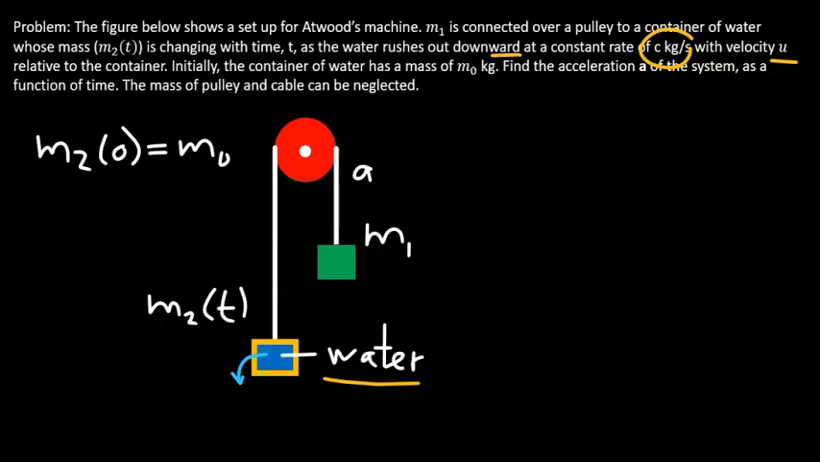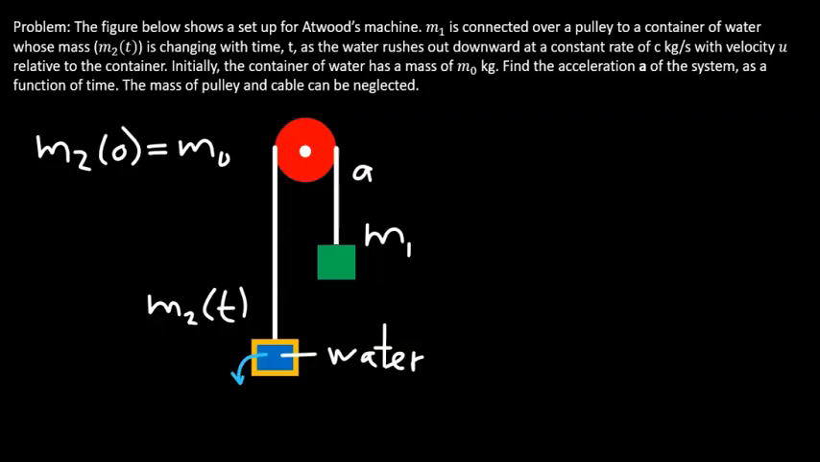The initial mass of that container of water is m0 kg. We want to determine the acceleration of the system as a function of time. The mass of the pulley and cable can be neglected. So let's look at the free body diagrams of these two masses.